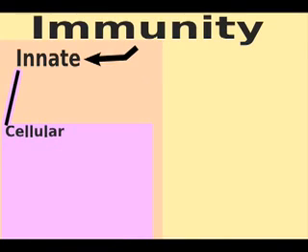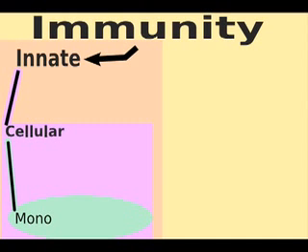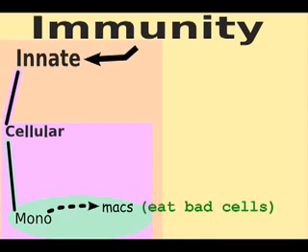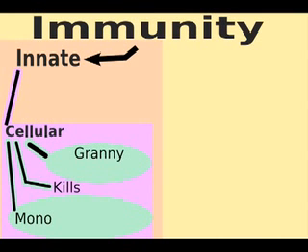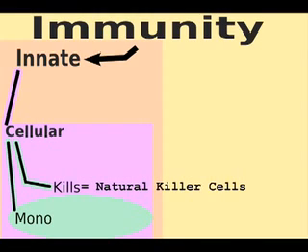The innate cellular part of immunity can be remembered by mono kills granny. Mono means monocytes, which grow up to be macrophages, which eat bad cells, and dendritic cells, which present antigens so other cells can kill them. Remember, mono kills granny. So after mono is kill. This refers to natural killer cells. Natural killer cells release proteins that kill bad cells.